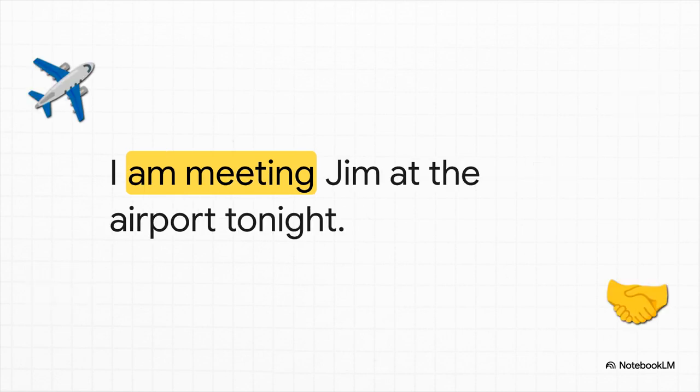So, how does that contrast with a fixed arrangement? Look at this one. I am meeting Jim at the airport tonight. Notice we're using the present continuous here. Why? Because this isn't just some vague idea in your head anymore. The time is set, you've agreed upon it with Jim, and it is firmly confirmed in the real world. You're treating a future event as if it's already happening, simply because the wheels are already in motion.